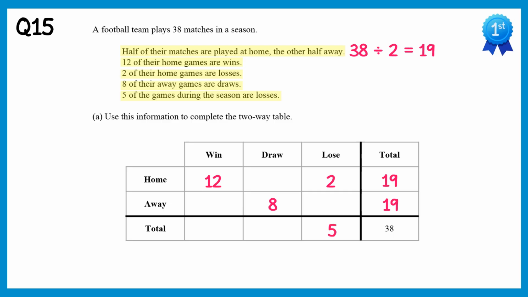If we now look at the home games, we know these 3 numbers here need to add to make 19, which means the missing number is 5. If we look at the lose column, we can see that these 2 numbers here must add up to make 5, so the missing number is 3. If we look at the away games, these 3 numbers must also make 19, so the missing number is 8.